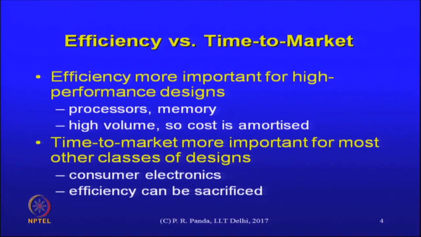So, there would be some class of chips like high end processors, memory and so on, where you can afford quite a bit of manual intervention in the design. So, that leads to higher costs in a very natural way, but typically the expectation of volume is high enough that that cost is amortized over the very high volume that it is spread over.